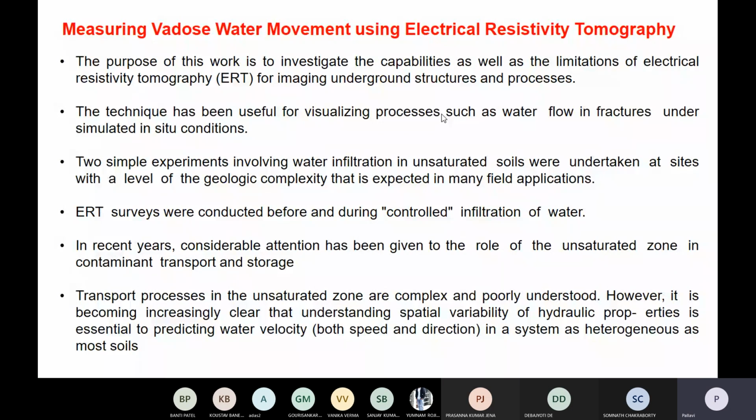For agriculture purposes, and hydrogeological, we already know hydrogeophysics and hydrogeology is a very important branch where you can use geophysical methods, particularly electrical resistivity or electrical methods. Other branches, for example agriculture and environmental science, there also these geophysical methods are very useful. So to visualize the flow in fractures or in the vadose zone, ERT is very useful.